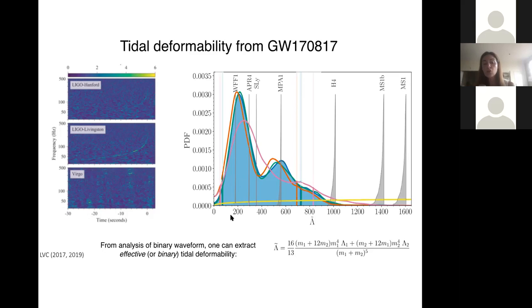However, you don't infer the deformability of a single source, of a single component. What you can infer from the waveforms is called the effective or the binary tidal deformability, which is a mass-weighted average of the two tidal deformabilities of the two neutron stars, λ1 and λ2, in this notation.